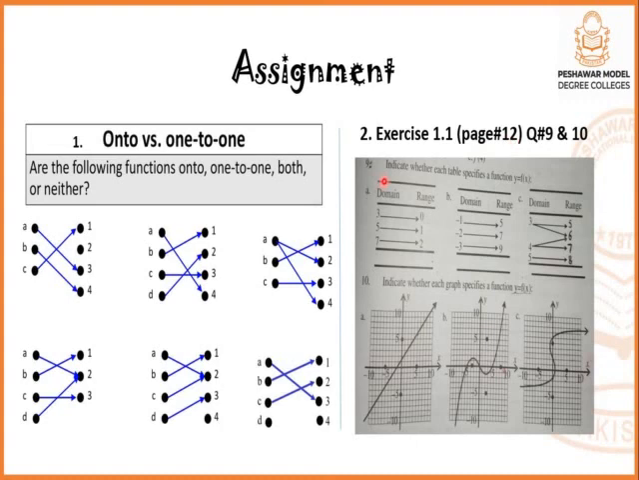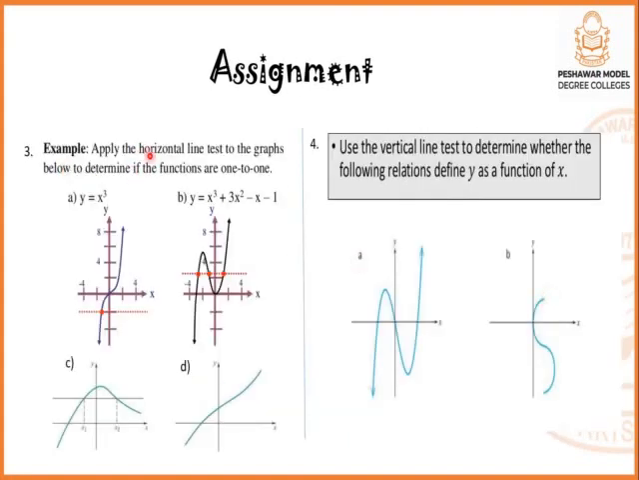In the 9th question, indicate whether each table specifies a function y is equal to f of x, and in question number 10, indicate whether each graph specifies a function y is equal to f of x. In question number 3, apply the horizontal line test to the graphs below to determine if the functions are one-to-one. And in question number 4, use the vertical line test to determine whether the following relations define y as a function of x.